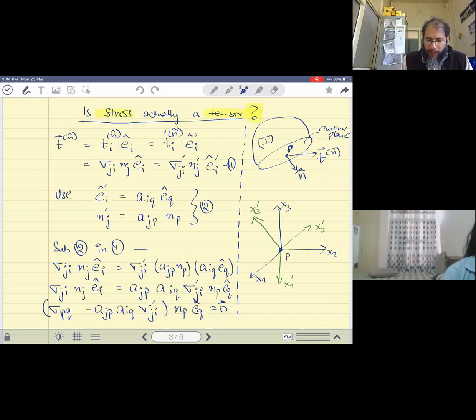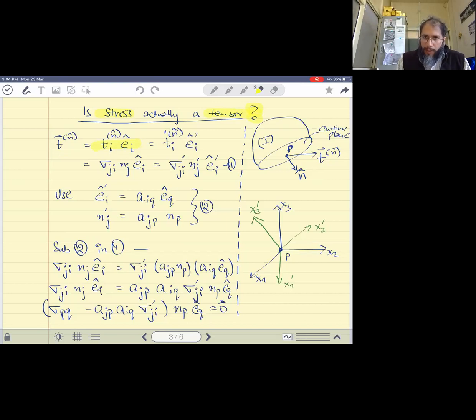Now, on the left hand side, we have the traction vector T. Now we can write the T vector as Ti Ei, right? So we are writing that in terms of its components in the 3 mutually perpendicular Cartesian directions. Now, if you look at the Cartesian axes on the bottom right, we've drawn a blue one, which is x1, x2, x3 centered around P, the point P, and we have a green one, which is the primed axis, or the rotated axis in this case.